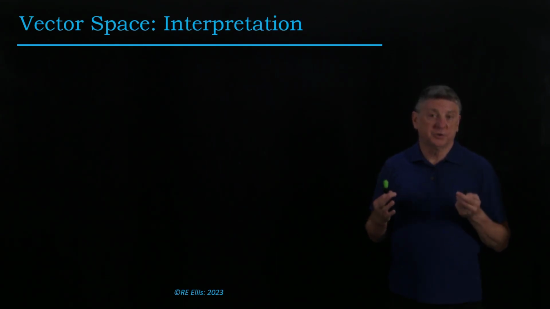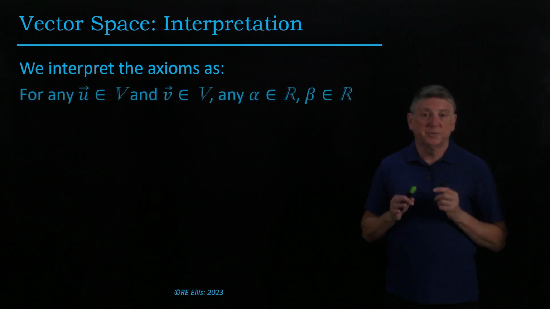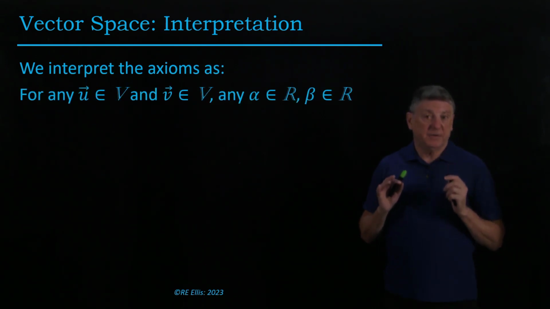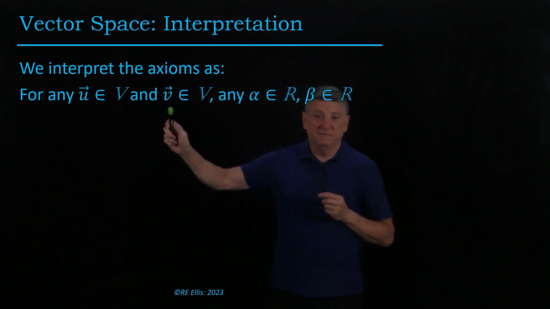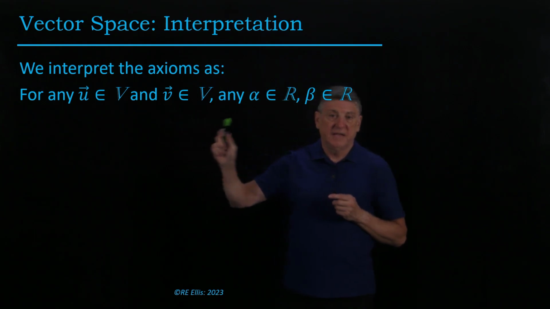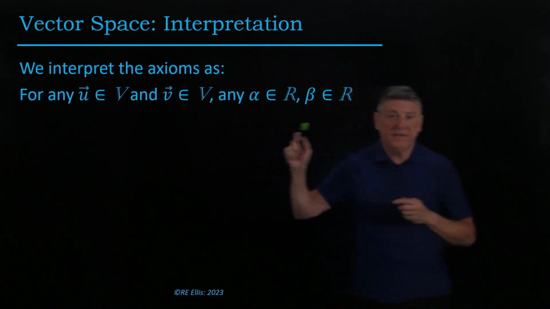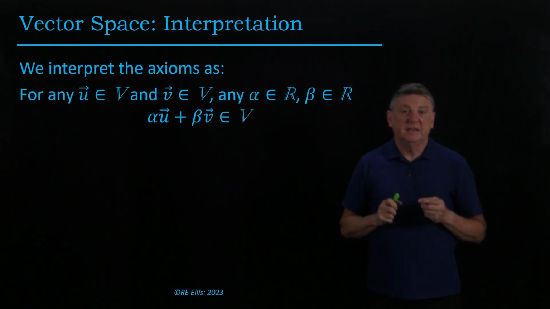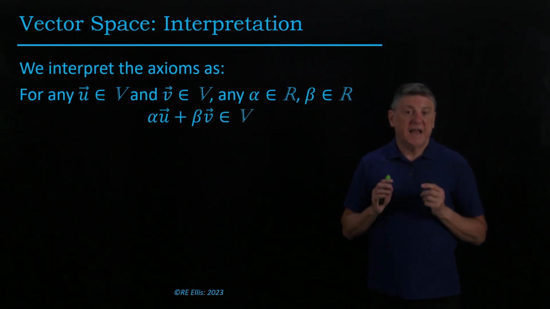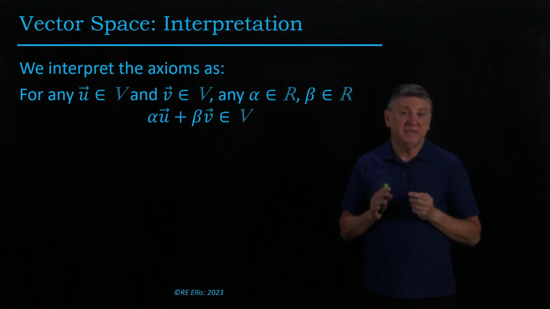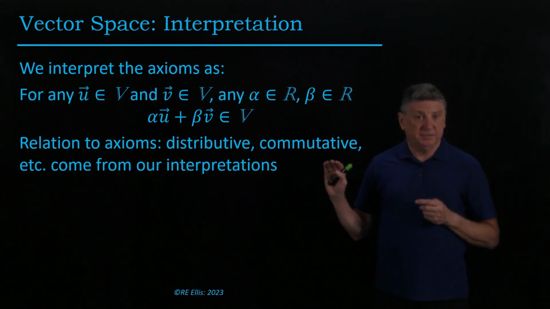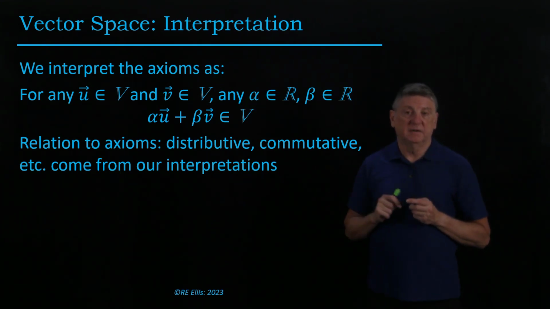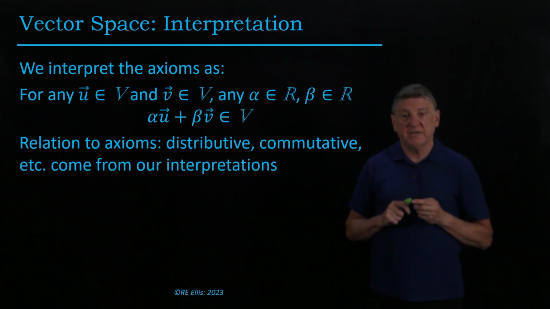So here's our interpretation of a vector space. We interpret these axioms very simply. If u is a vector in the vector space, and v is a vector in the vector space, and alpha is any real number, and beta is any real number, then the linear combination alpha times the vector u plus beta times the vector v has to be in the same vector space. This relates to all of the axioms that are stated regarding distribution, commutation, and so on.